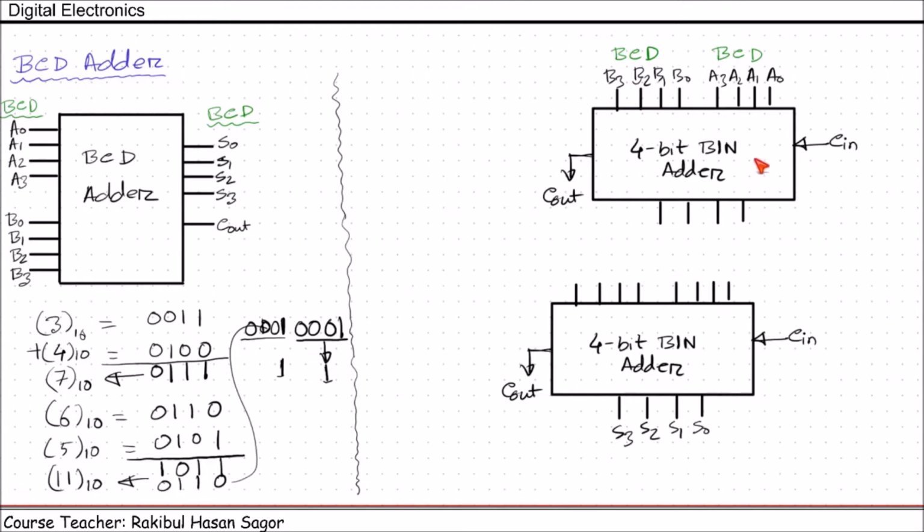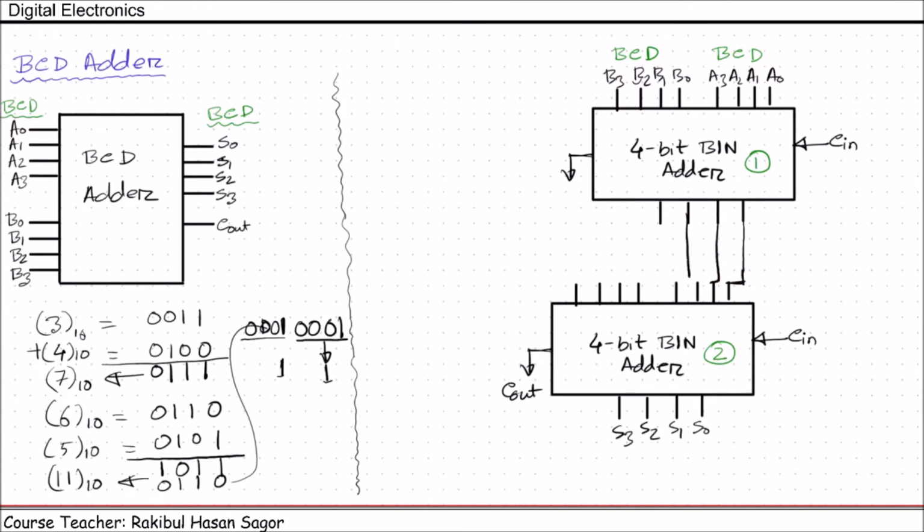So this is 4-bit binary adder number 1, this is 4-bit binary adder number 2. Suppose we are giving two BCD numbers here. Now after adding these two numbers, if the number is less than or equal to 9, we do not have to add anything with this number. But if the number is greater than 9, we need to add 6 with this result in order to get the correct BCD. So let's take this output as one of the inputs of the second adder.